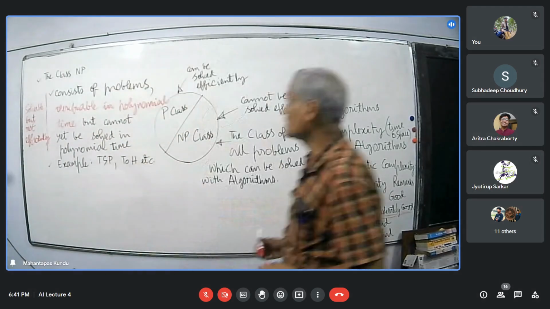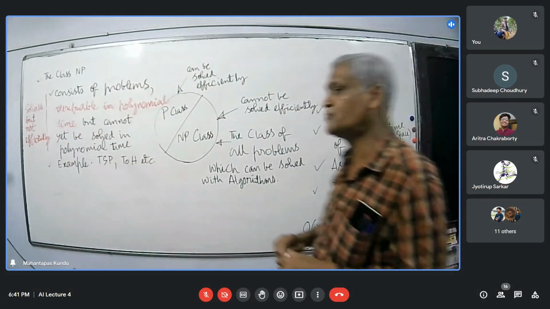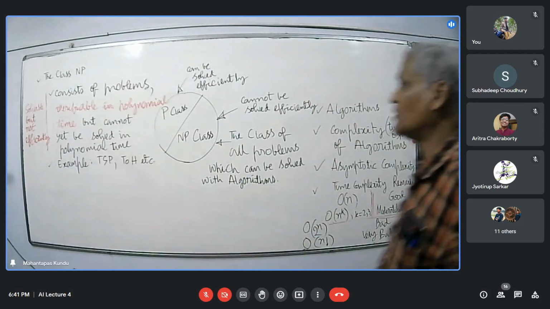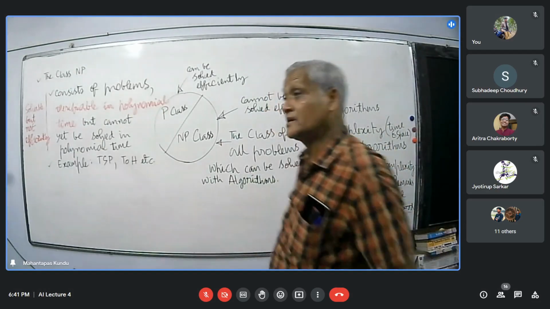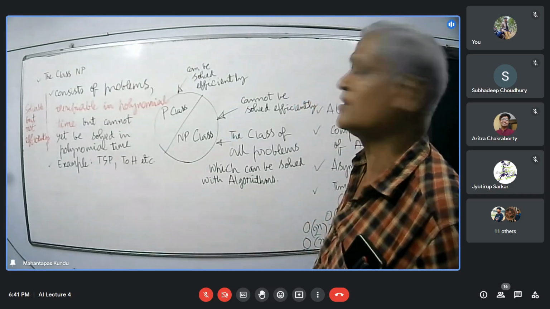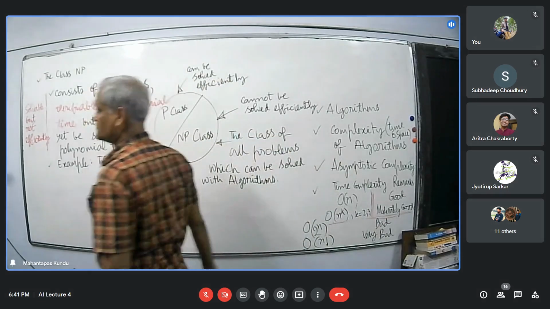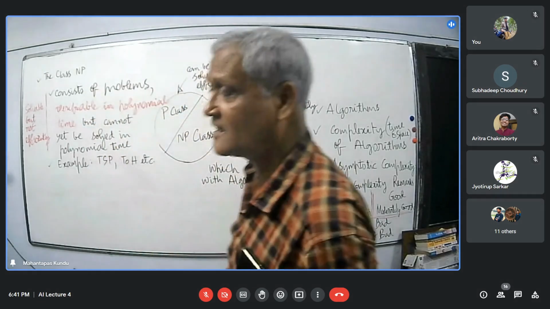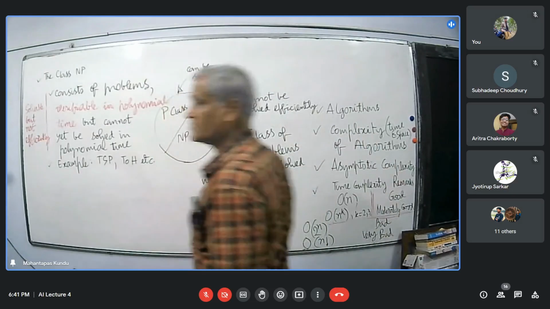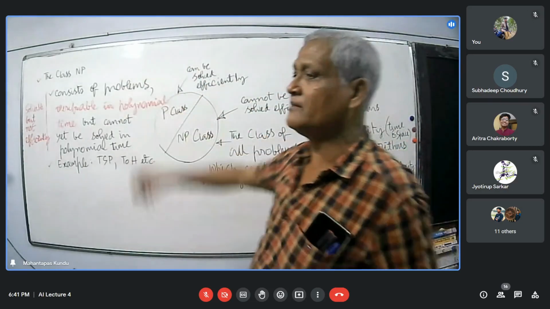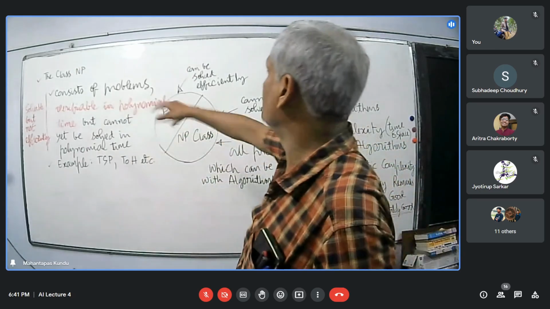So the class NP consists of problems verifiable in polynomial time, but cannot yet be solved in polynomial time. Examples are traveling salesman problem, which I discussed in the last class, Tower of Hanoi problem. So, can you tell me what we mean by verifiable?